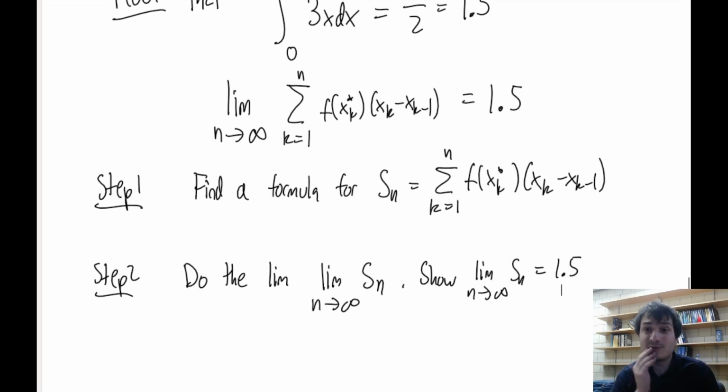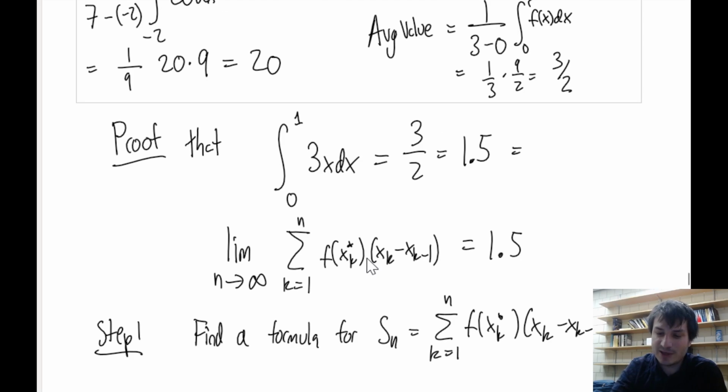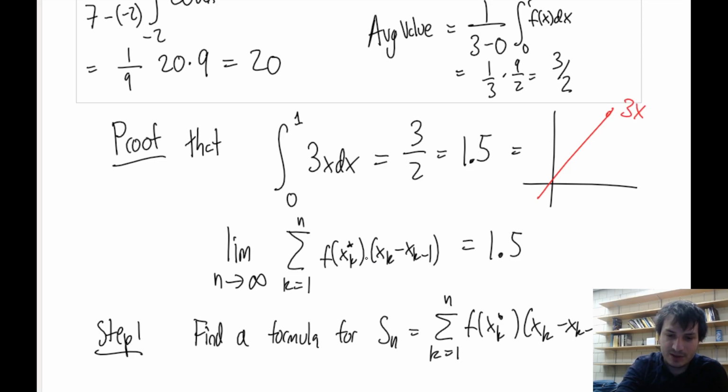Okay, so that's what we're going to do. By the way, you can also see it's 3/2 just by using base times height divided by 2, right? So we're doing the integral of a triangle. It's the function 3x. We're doing it from x equals 0 to x equals 1. So it's a triangle of width 1 and height 3. So we know the area is 3/2 from the formula for a triangle.